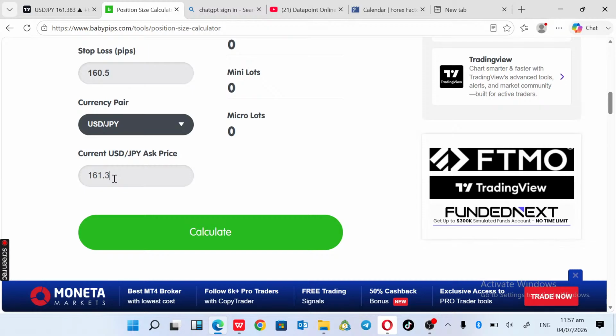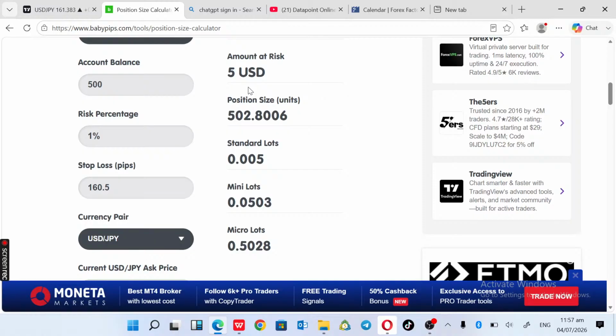So look at what it's telling you. It has given you the answer. You are using 5 USD. That means you are going to use $5 as your risk. Now you are risking 5. You are not putting this 5 on your trade or your MetaTrader 5. MetaTrader 5 and MetaTrader 4 are what we download when we take our trade. Now your position size is 502 units.